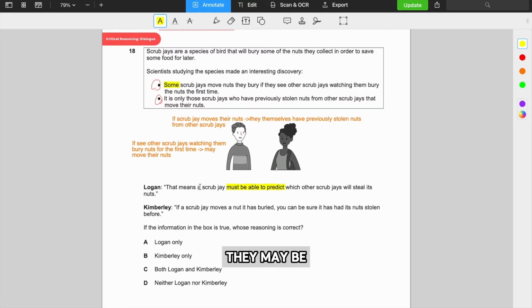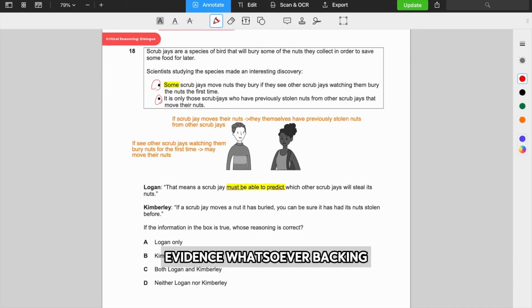If Logan had said they may be able to predict which other scrub jays will steal its nuts, that's probable because that can be a viable inference from the first statement. But Logan says must be able to predict, and there's no evidence whatsoever backing that claim up because must is very weighty. Must is saying 100% of the time scrub jays will know for sure if other scrub jays will steal its nuts. Never says anywhere that. Okay, so Logan is wrong.